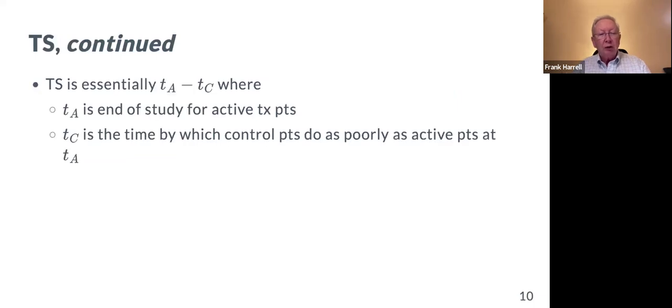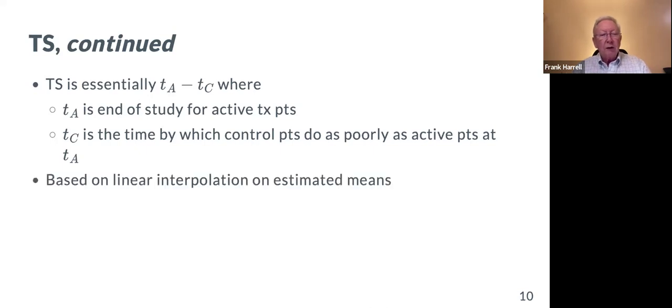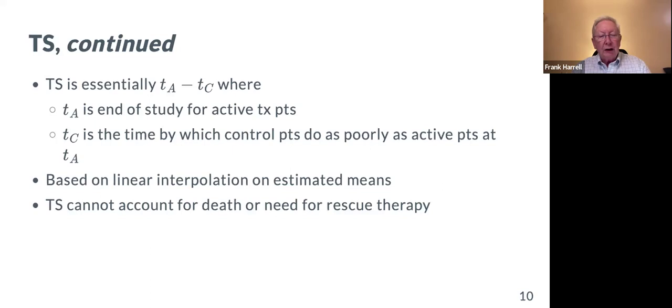Time savings method is essentially T sub A minus T sub C. A stands for active treatment and C is for control, where T sub A is the time at the end of the study for actively treated patients. T sub C is the time by which the control patients do as poorly as active patients at T sub A. This is based on linear interpolation on estimated means. It cannot account for death or the need for rescue therapy.